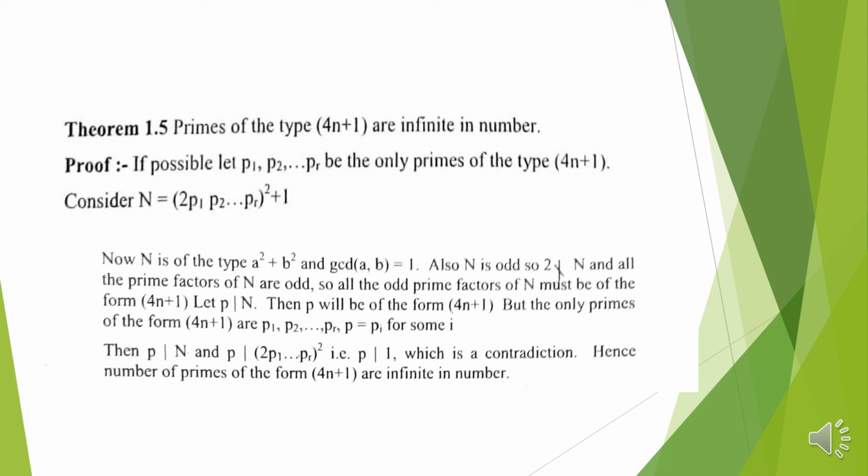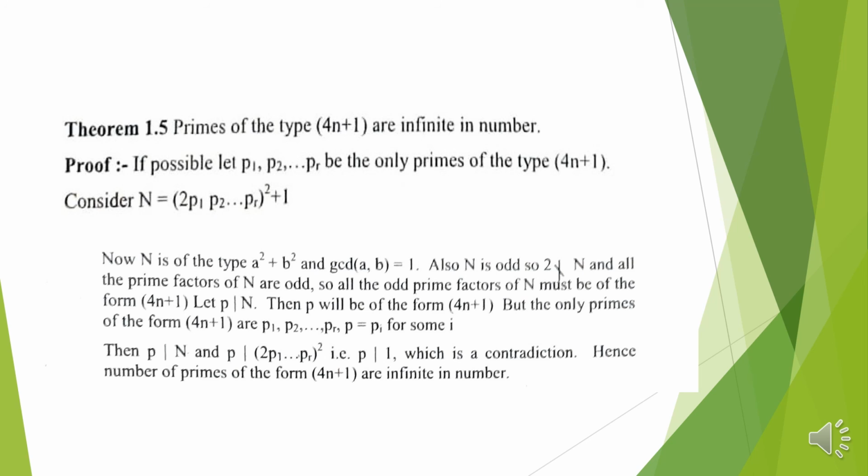Similarly, we can prove another theorem, that primes of the type 4n + 1 are infinite in number. If possible, let p1, p2, and so on pr be the only primes of the form 4n + 1. Consider n equal to (2p1p2p3...pr) square plus 1.